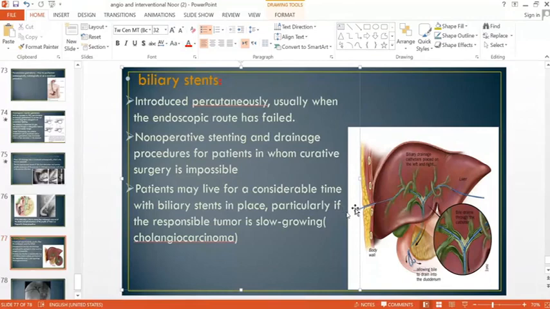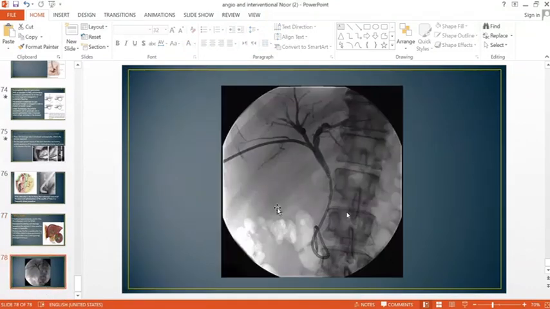So you notice here a percutaneously inserted drainage that is going all the way, decompressing both lobes of the liver, and the terminal end of the stent is introduced into the duodenum for drainage of bile to the duodenum. And this is an example of a percutaneously inserted catheter from the skin down into the duodenum, allowing for decompression of the biliary tree and avoiding obstructive jaundice in patients with advanced cholangiocarcinoma.